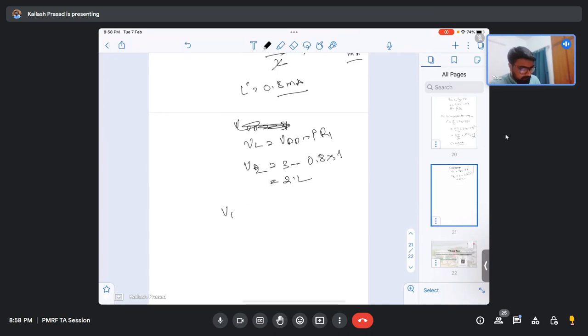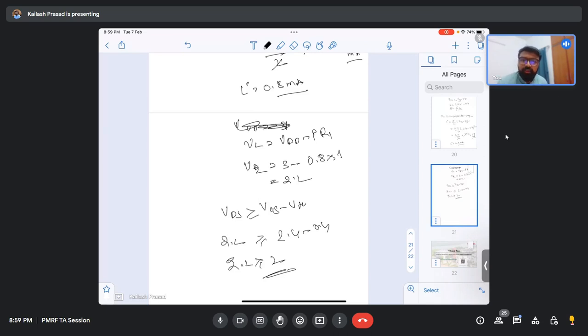If VDS is greater than or equal to VGS minus VT, right? So VDS is 2.2 and VGS minus VT is how much? 2.4 minus 0.4. So 2.2 is greater than 2. It means our N1 transistor is in saturation region.